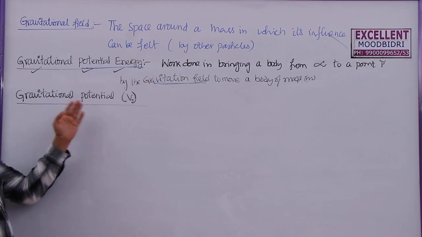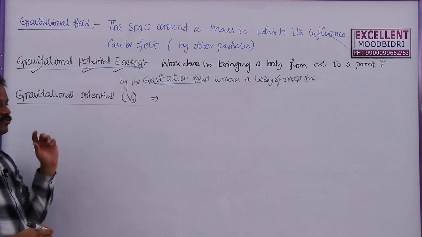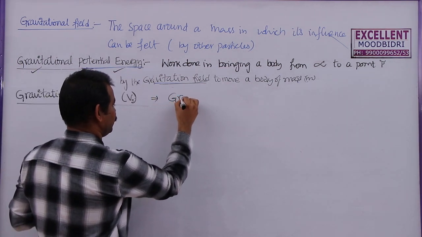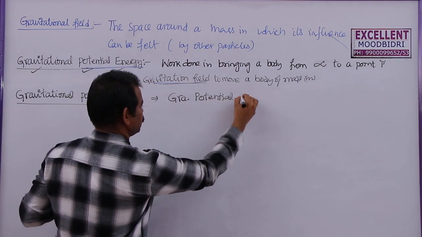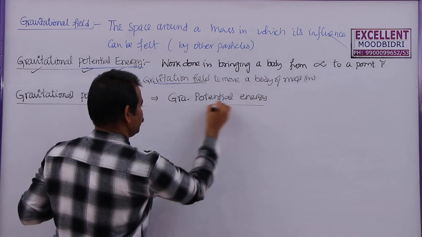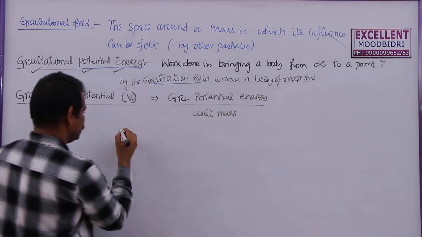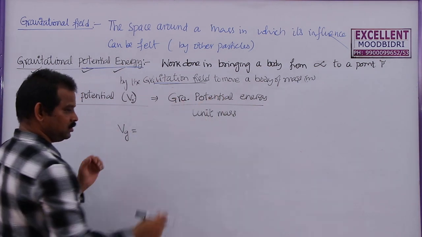Topic: gravitational potential. So this is Vg. So what is this gravitational potential? The gravitational potential is defined as the gravitational potential energy of a particle of unit mass. So we know Vg is equal to... what is the gravitational potential energy?